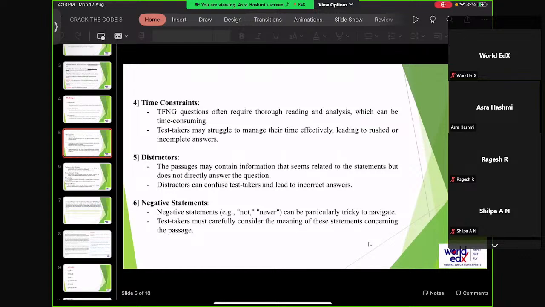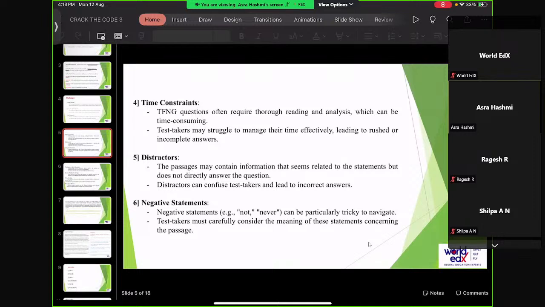The next is distractors. The passage always contains information that will seem related to the statement, but it is not. It will not directly answer the question. So do not get confused with the distractors. Try to understand the implicit meaning of the statement, and then you find out the answer.